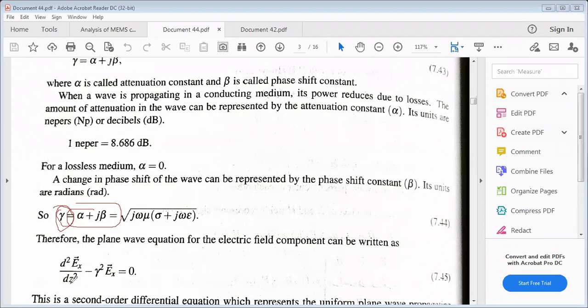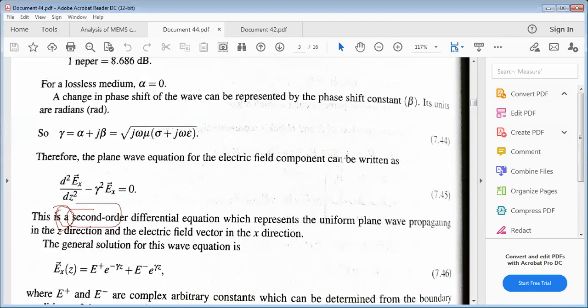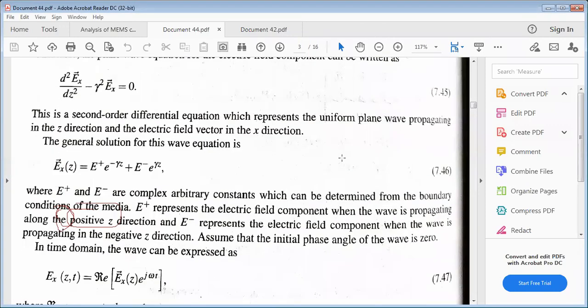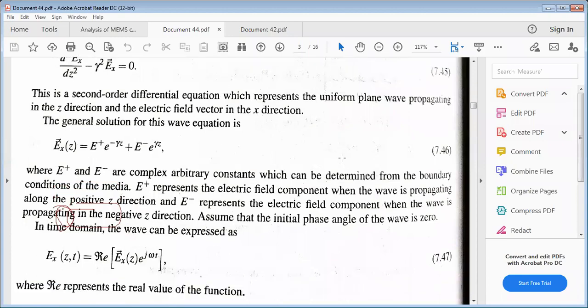d square Ex by dz square minus gamma square into Ex equal to 0. This is a second order differential equation which represents the uniform plane wave propagating in the z direction, with the electric field vector in the x direction.